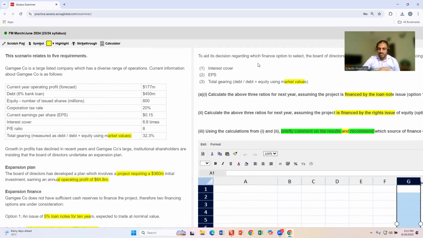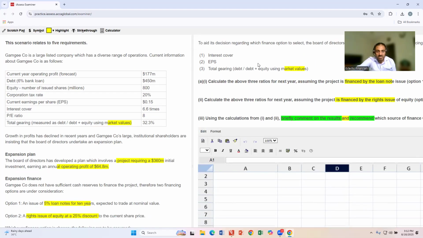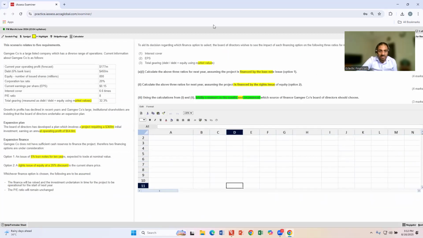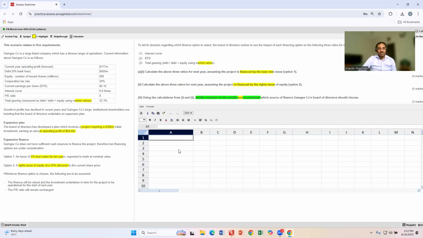That's about the reading point. Once you have read it, now it's time to brainstorm. First is about the calculation. The calculation part is about part A.